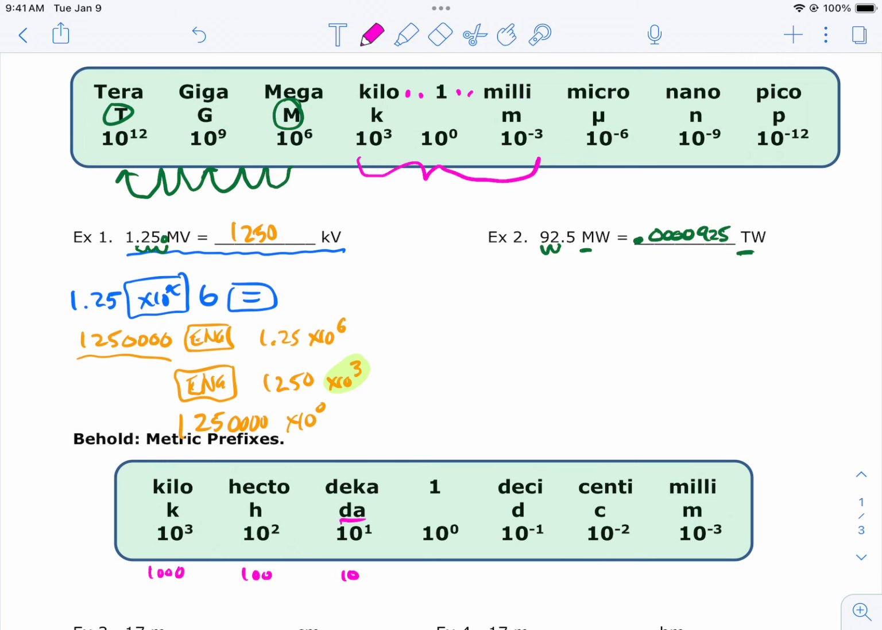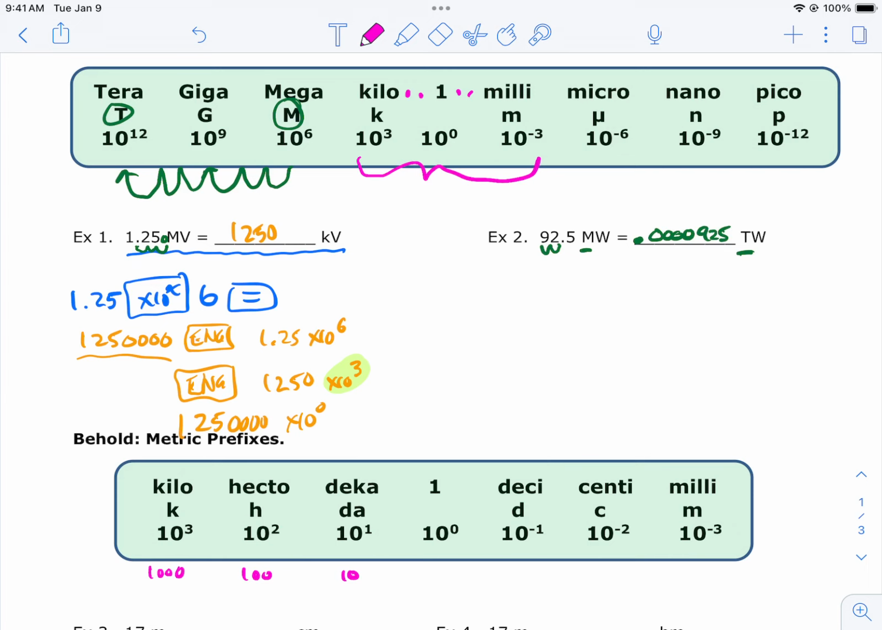so deca is 10 to the 1, which just means 10. So if you have 10 liters, that would be a decaliter, and so on. If you have 100 liters, that would be a hectoliter. If you have 1,000 liters, that would be a kiloliter, and so on. So the prefixes work the same as the engineering prefixes. It's just, they're squeezed in.